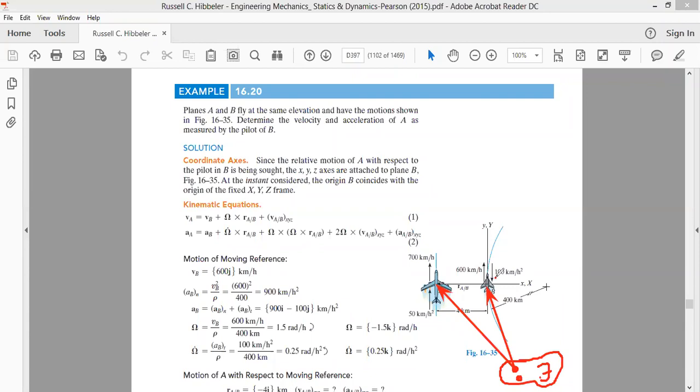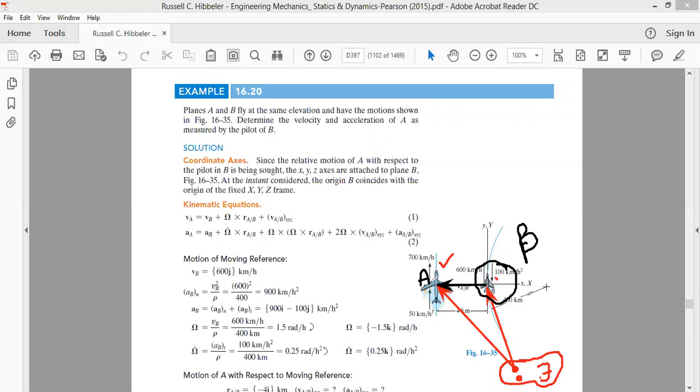Another frame of reference is our B frame of reference. Since we have to observe the motion of A, we have to find the velocity and acceleration of A with respect to B. Therefore, B becomes another frame of reference for us. So this B is another frame of reference. We will be calling this B as beta. So what we have to calculate is the velocity of A and acceleration of A with respect to B.